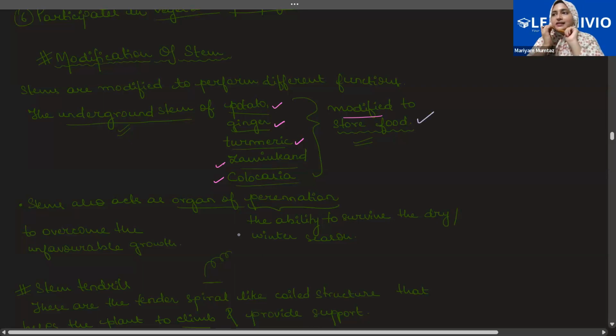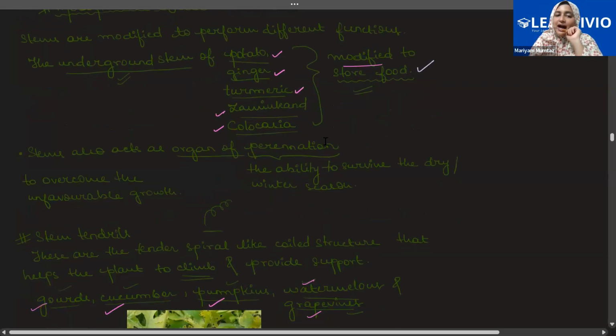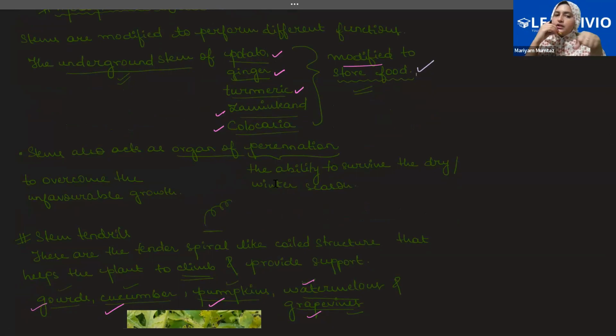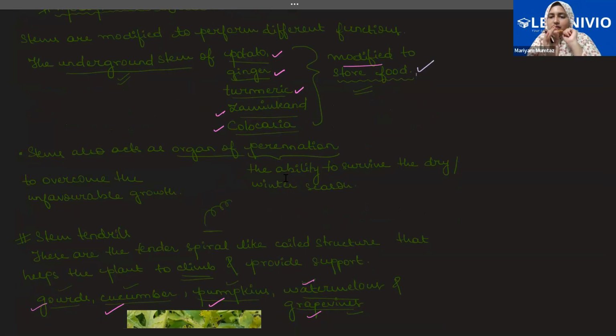Now, all of us eat potatoes. What is potato? It is the storage of glucose, right? It has a lot of starch in it. So it stores the food in the form of starch. Same goes for all the other species that I've read. Now, apart from that, the stems also act as an organ of perennation, meaning it will give them the ability to survive dry or winter season. They'll store water in them, right? And till when? Till they overcome the unfavorable growth conditions.